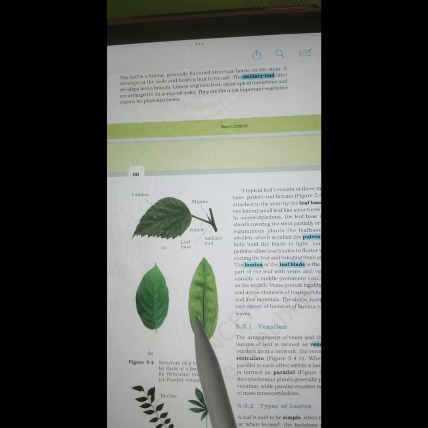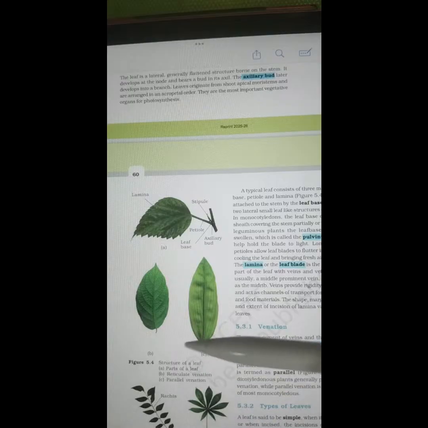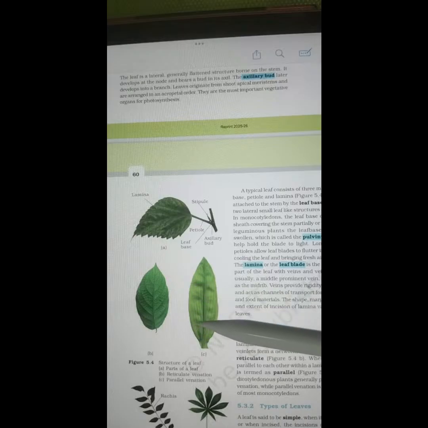Whereas if the veins are running parallel, you can see that this is the mid vein and the other veins are the branches. That's why we call them veinlets. So veins and veinlets are parallel to each other.